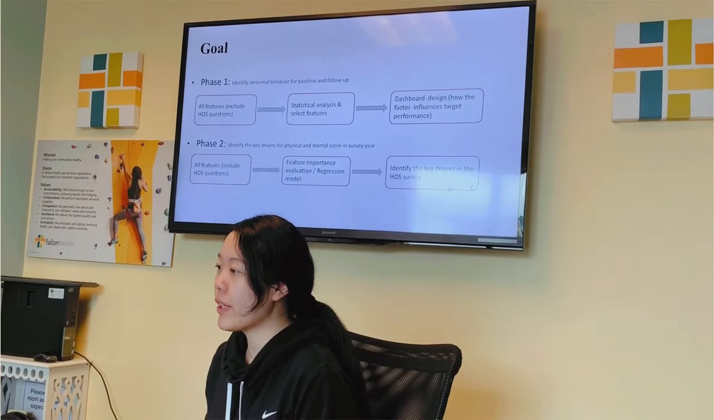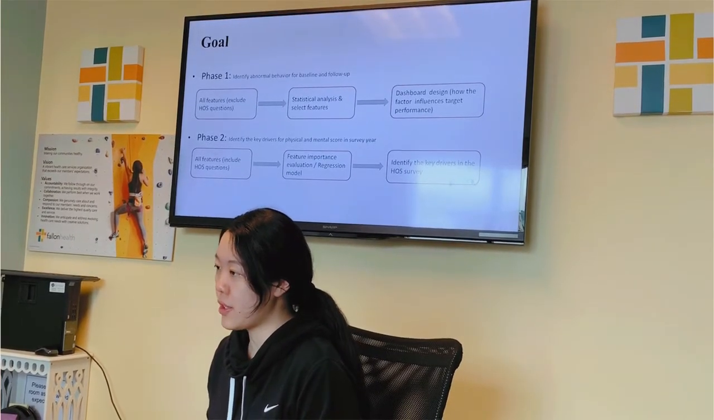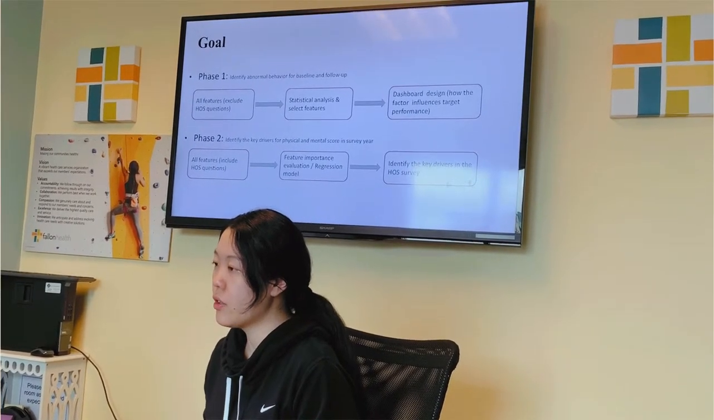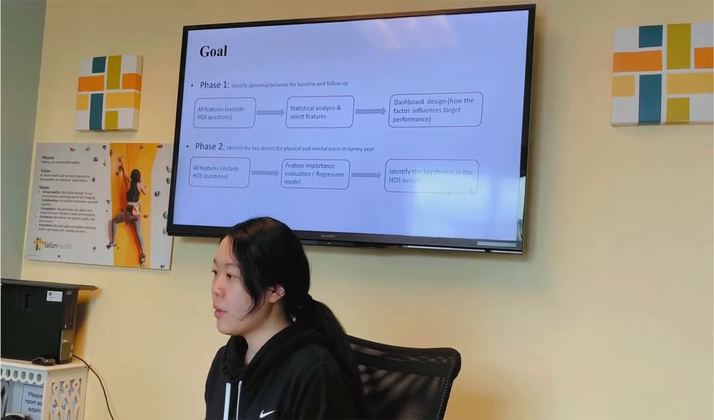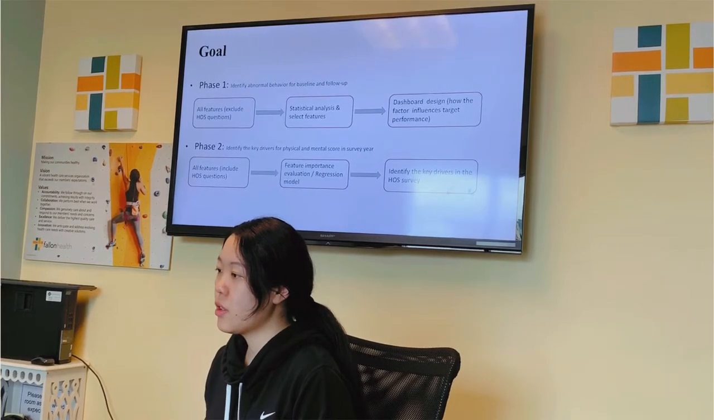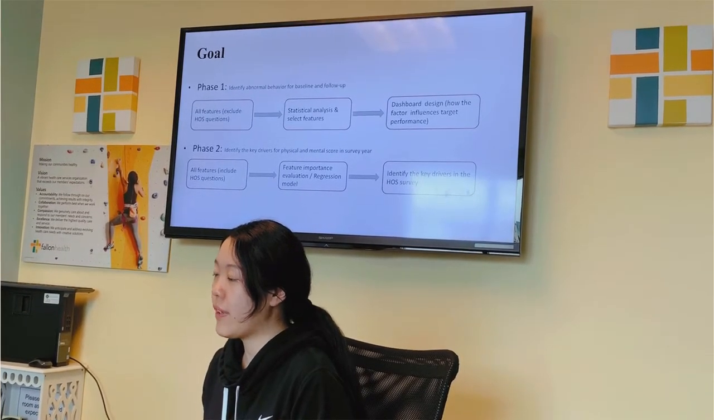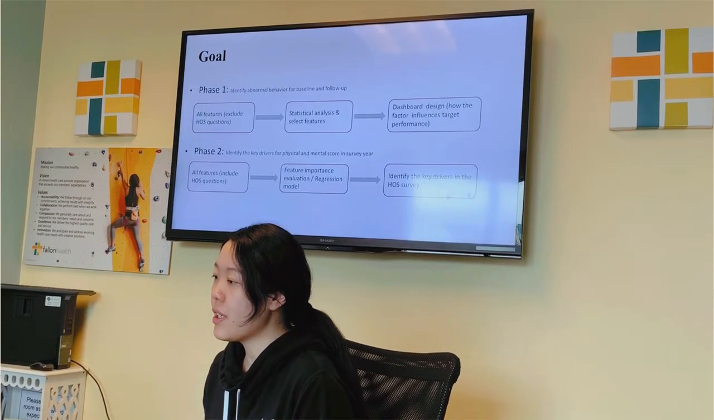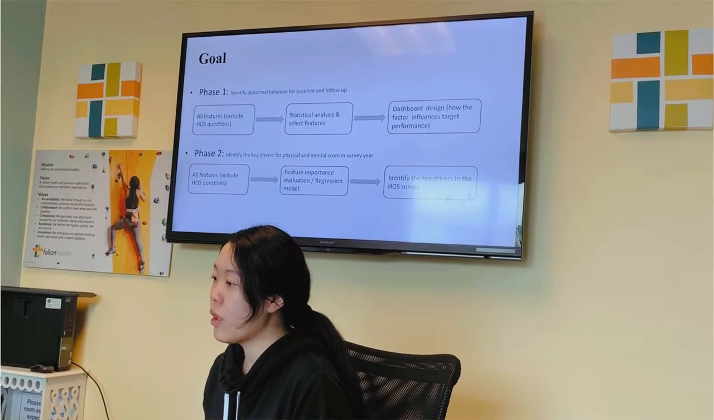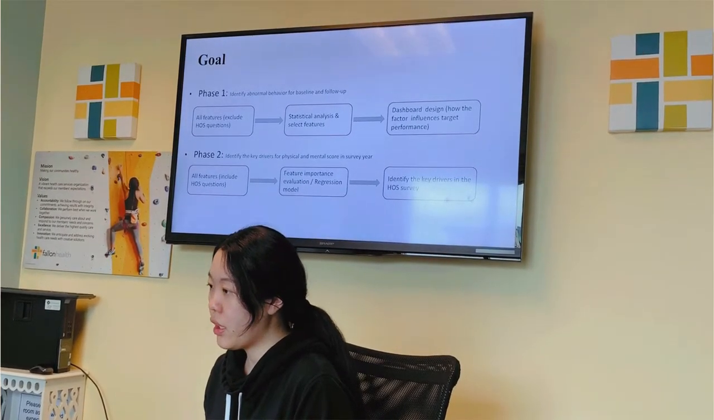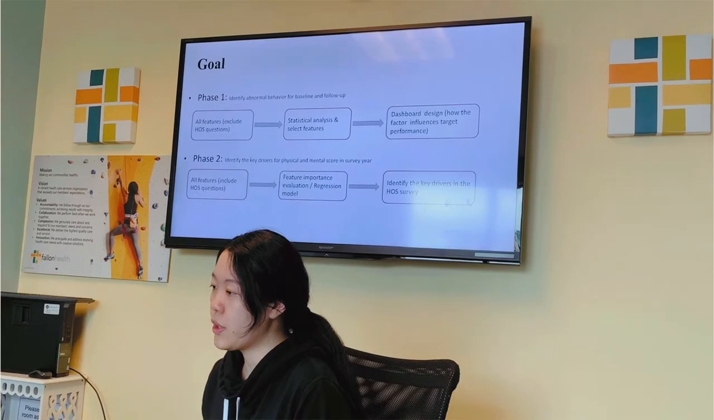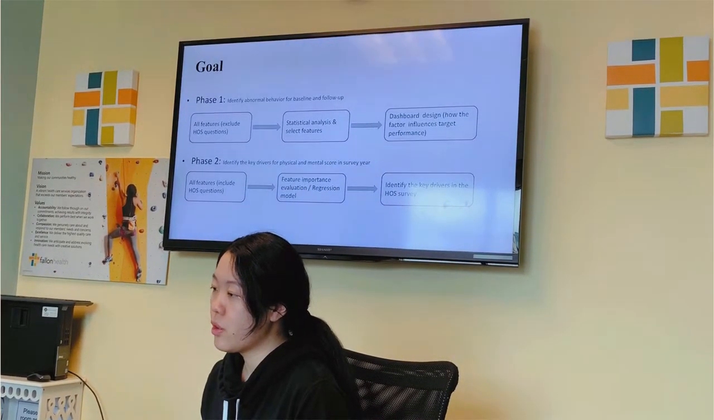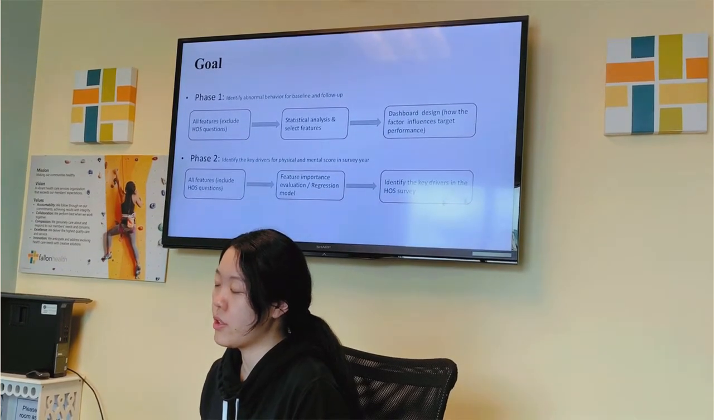In phase one, after we gathered all the features from six different sources, we apply a chi-square analysis on the categorical features and ANOVA on the numerical features. Then we selected several significant features to build a dashboard to see how these factors influence target performance. In phase two, besides all the features gathered in phase one, we also included health questions and built a random forest tree to predict the scores. Also, we run a self-designed algorithm to identify the key drivers in the survey questions.